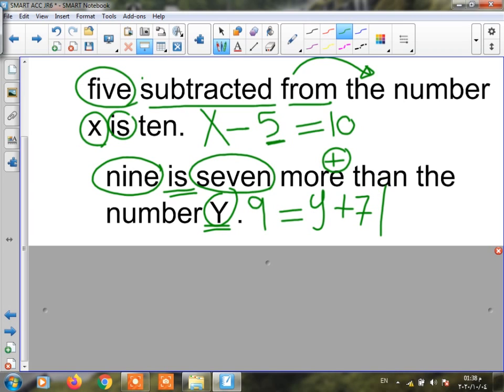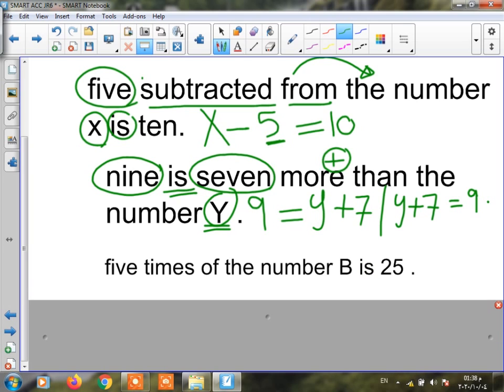Or can I change this? I can change this in addition, but in subtraction I can't change places. Can I write y plus 7 first, and this equals 9? Yes, this is also the right solution.